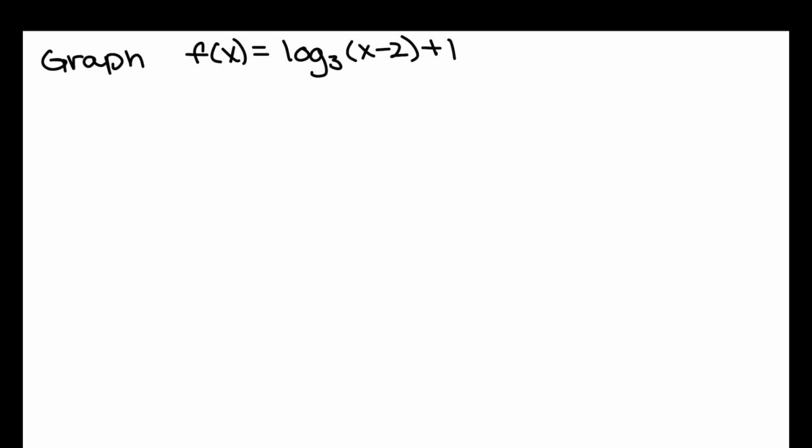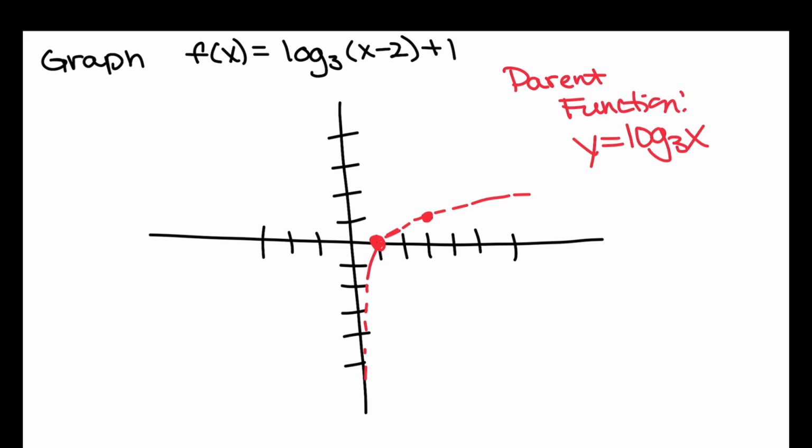So this graph has a parent function, or a starting point, of y equals log base 3 of x. The graph of y equals log base 3 of x will have an x-intercept at 1. All of our basic logarithms have an x-intercept at 1. It has an asymptote of x equals 0. And because the base is 3, it's going to go through the point 3, 1. So this is the graph of log base 3 of x in red.